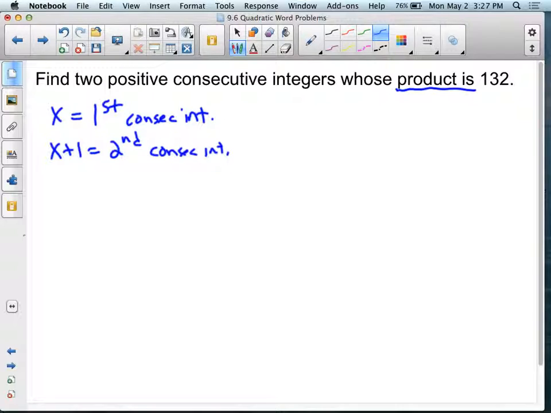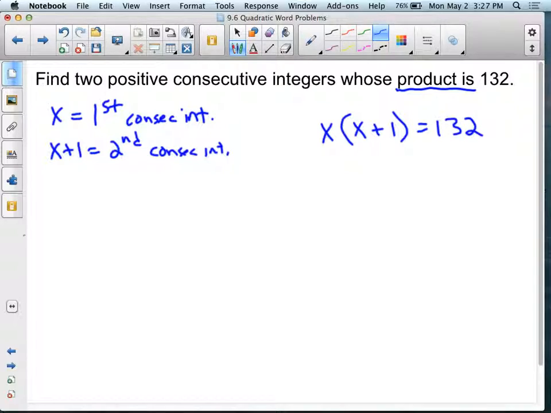All right, it's equation time. Find 2 positive consecutive integers. I have them represented by x and x plus 1. The product, when I multiply them, I get 132. So when I multiply these consecutive integers together, I get 132. Okay, the translation's done. Can we solve this problem?